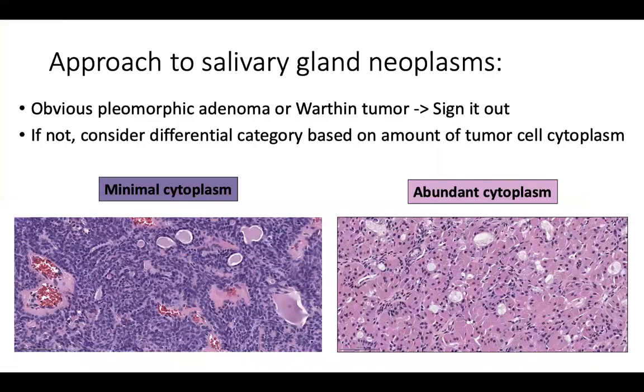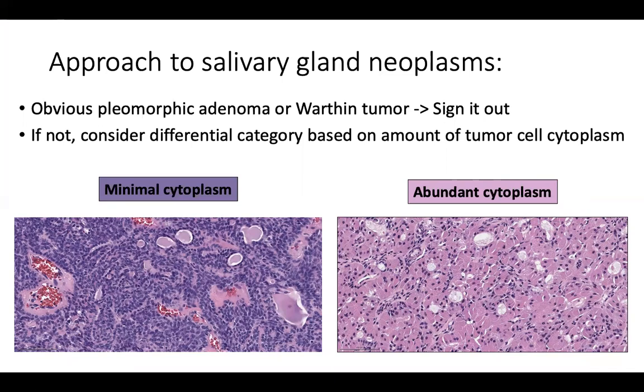All right, so then, as we go through these things, I'm going to give you one way to do it. There are multiple different ways to approach salivary gland lesions. I'm just going to show you the way I do it, the way I was taught to do it, and the way a lot of people do it. But basically, my approach is that you look at the lesion, and the first thing you're going to say is, is it pleomorphic adenoma or Warthin tumor? Because that's the vast majority of what we see. And if it is, you can sign it out, no problem.